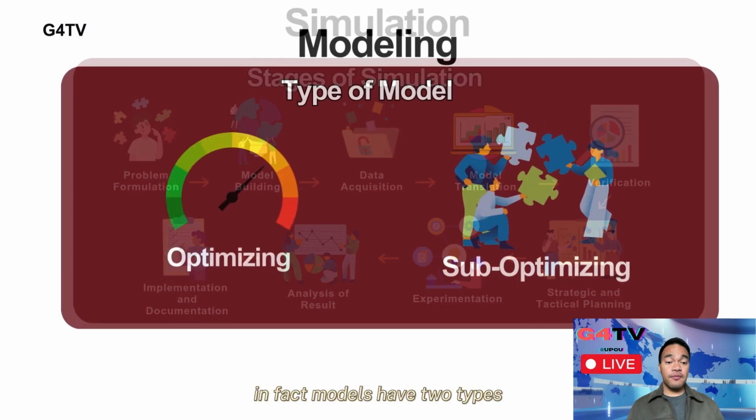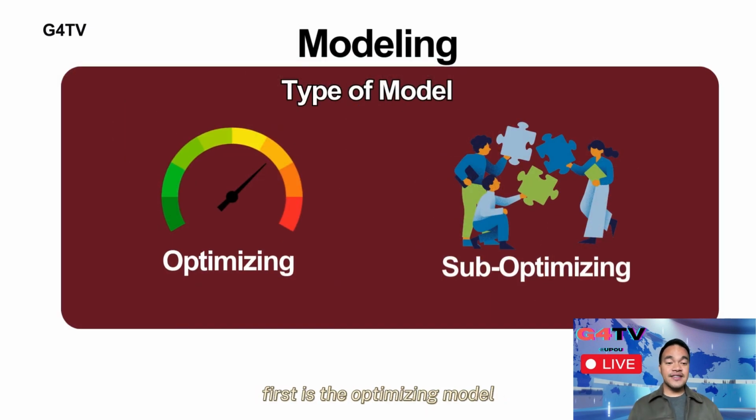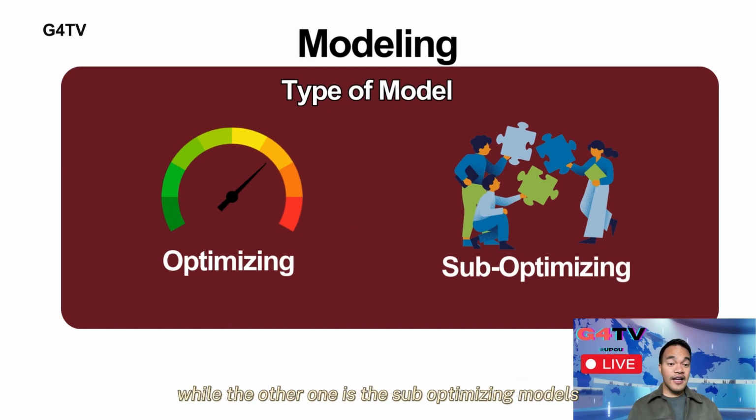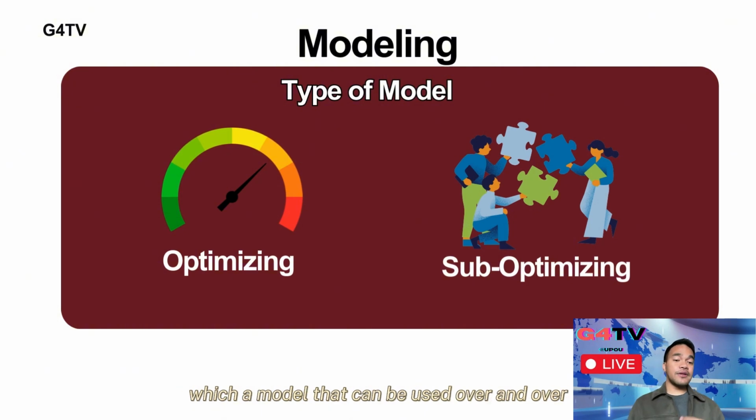In fact, models have two types. First is the optimizing model, which is a model that is used to produce the best alternative for the situation at hand, while the other one is the sub-optimizing model, which is a model that can be used over and over until a satisfying outcome has been produced.